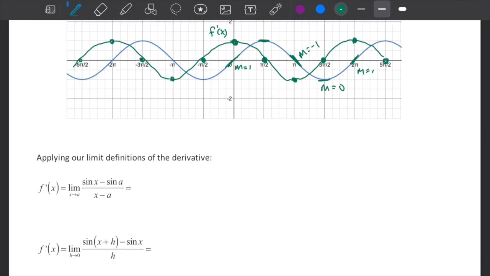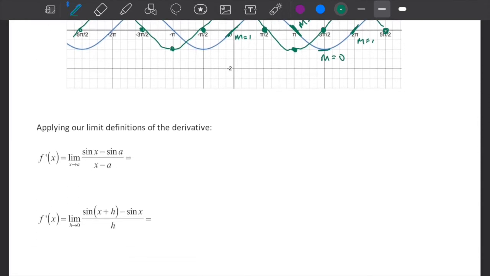Applying our limit definitions of the derivative. Looking at that first definition, the limit as x approaches a of sine of x minus sine of a all over x minus a. I don't think we'd be able to factor that x minus a term. And it would not be any easier to factor h, because that's a polynomial linear term out of a transcendental function, one that is not represented by a polynomial. But I'm going to go on and use our second definition.